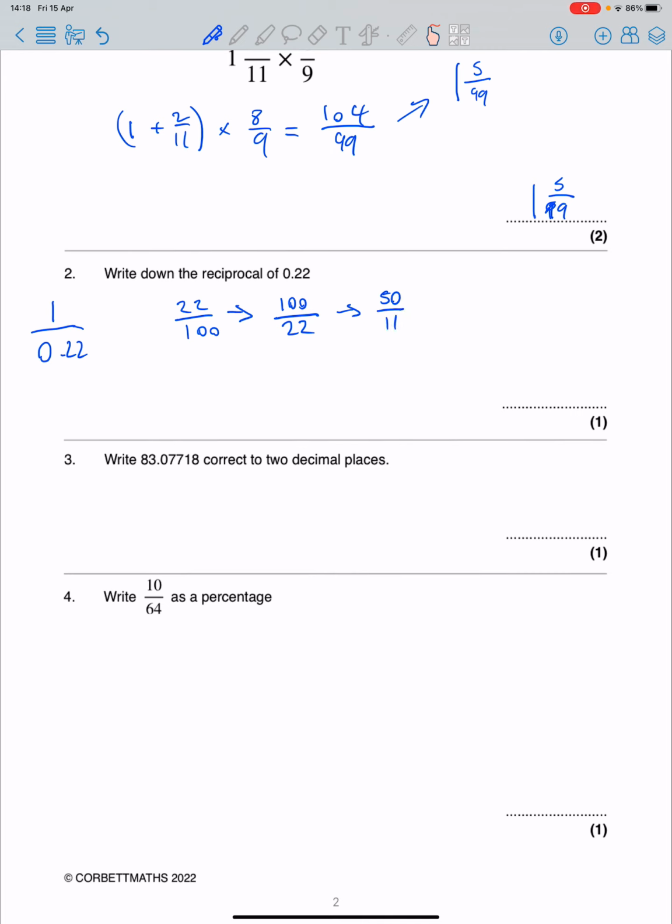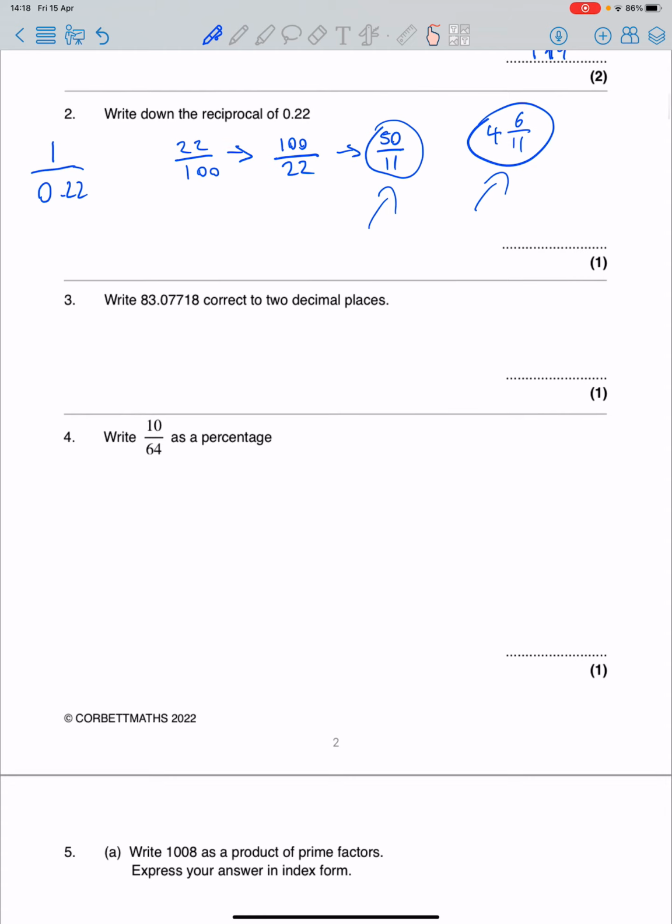So that's one way you can write it. This is one possible answer. If you really wanted to, you could also write it as a mixed number. So how many 11s go into 50? That's going to be 4, and then the remainder is 6. So 4 and 6/11. This is equally an answer as well. That's fine too.